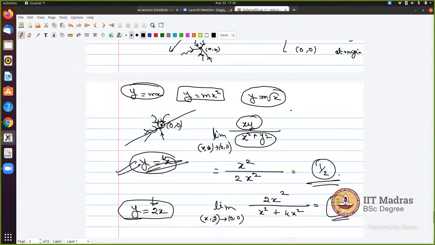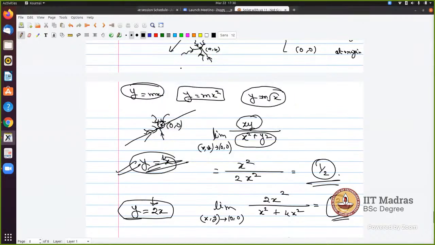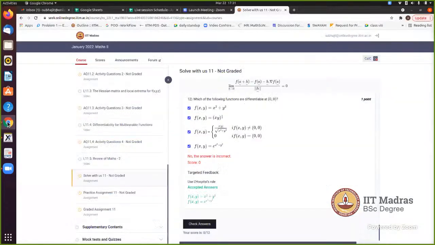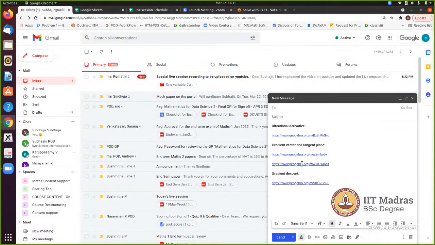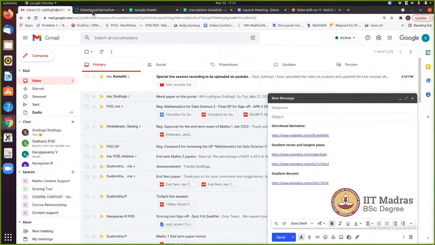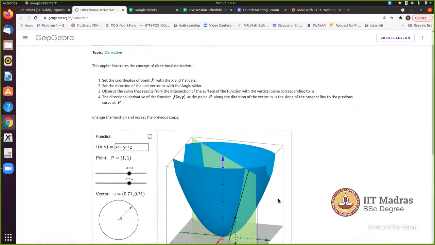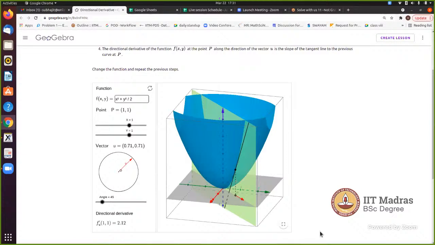Is it clear now? Yes, sir. Okay. So if there is no doubt, I was planning to show you some GeoGebra application here. Have you seen what a directional derivative actually looks like? I mean, what does it mean?